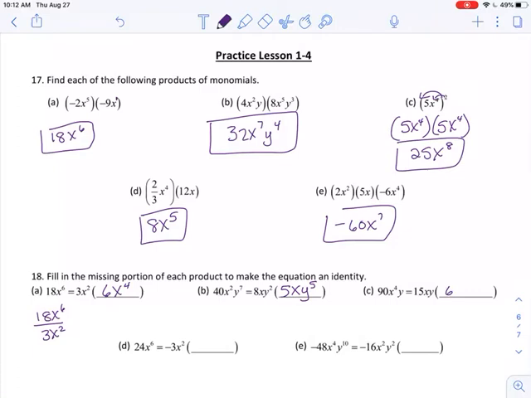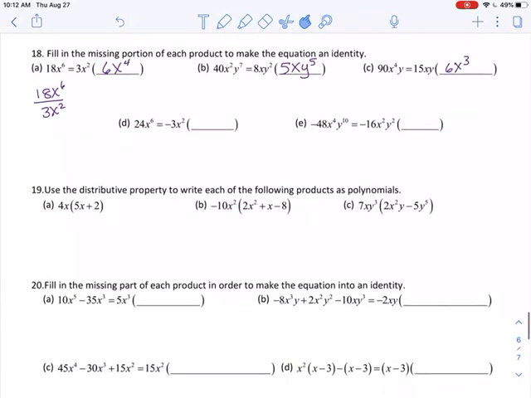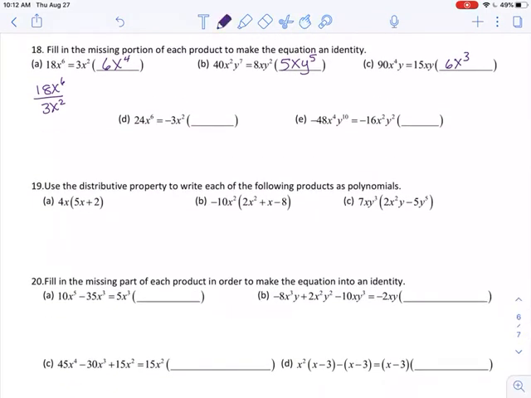C, 15 times 6 is 90. And then let's figure out the exponents. X, and I need x to the 4th, so I need 3 more x's. And y, so I don't need any y's. So that's it for C. D, -3 times -8 is +24. And then x to the 2nd, and I need x to the 6th, so I need 4 more x's.